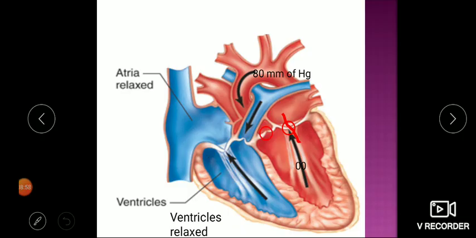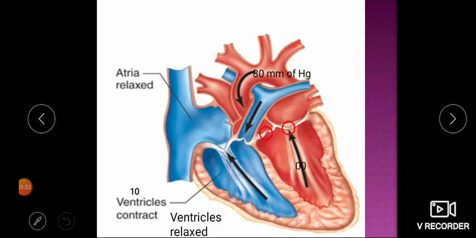So this valve is closed. The semilunar valve is closed because pressure is 0 here, pressure is 80 there, so blood cannot flow back. This valve is closed as the pressure in the aorta is more than the ventricle. But this valve is open as the pressure inside the ventricle is less as compared to atria. So when the ventricle starts to contract, initially pressure becomes 10 millimeters of mercury. Immediately this will get closed.